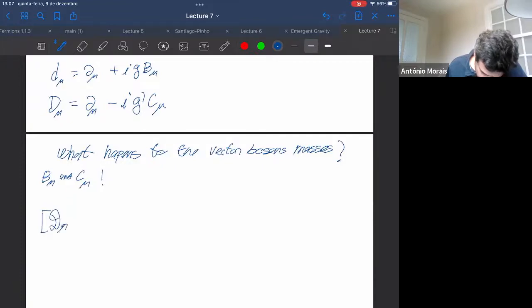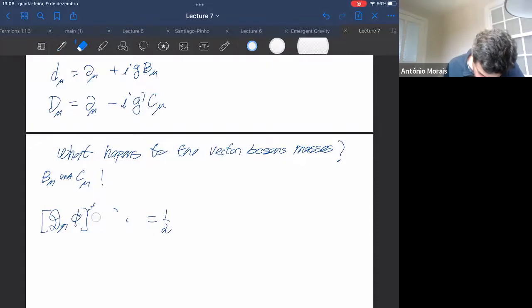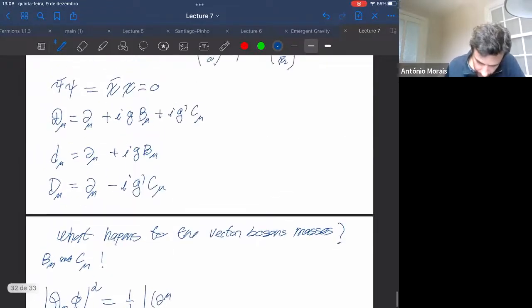So D mu phi conjugated, D mu phi. This is equal to the modulus, once again, 1/2. To save space, I will just write the modulus squared here as well. I need some space here. D mu phi modulus squared, of course. So this is equal to 1/2 the modulus of d mu. In fact, let me just copy this.